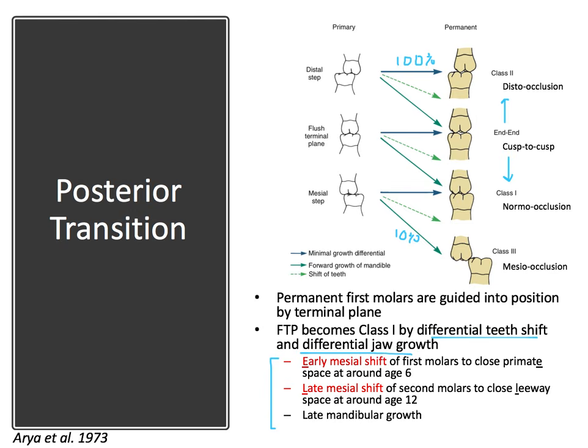So pretty cool stuff. And the board exam will mostly ask from this slide on early mesial shift and late mesial shift. How I remember this is E for E at the end of primate, L for late, L for leeway. And you can also remember 6 and 12 as the ages when those things occur. So a lot going on in that slide, but I hope that helps to break it all down.